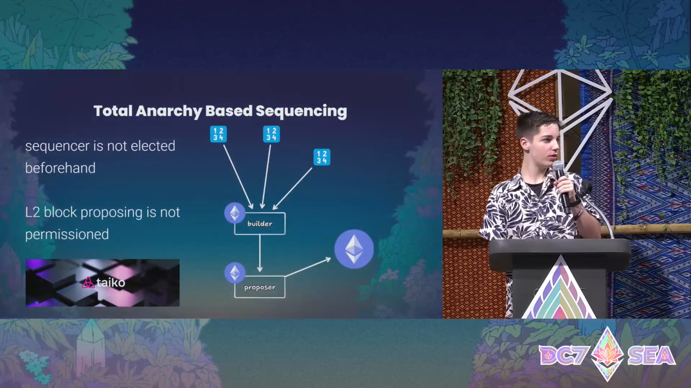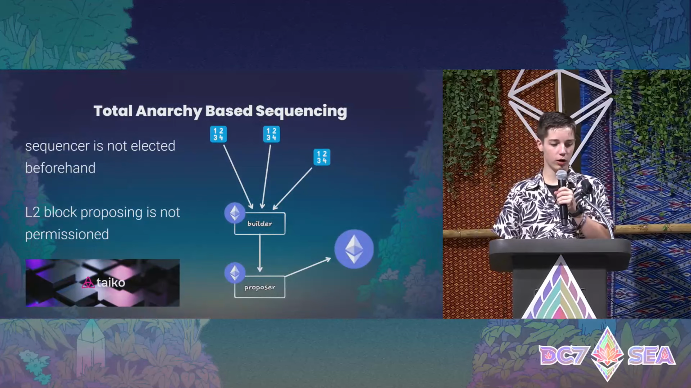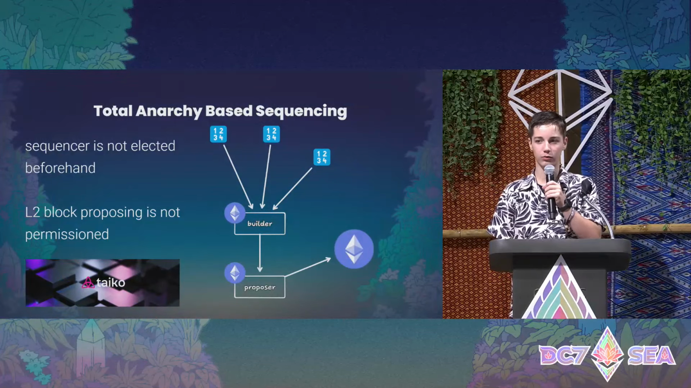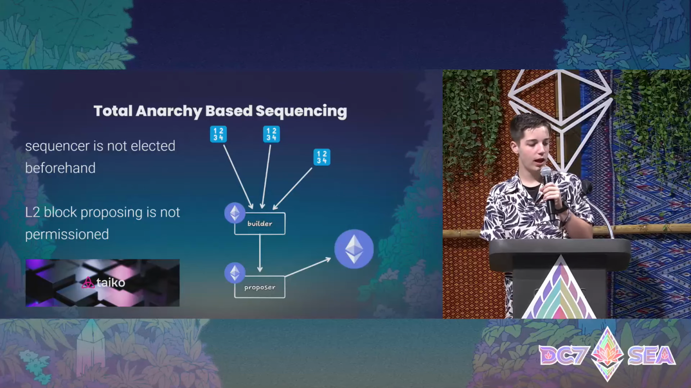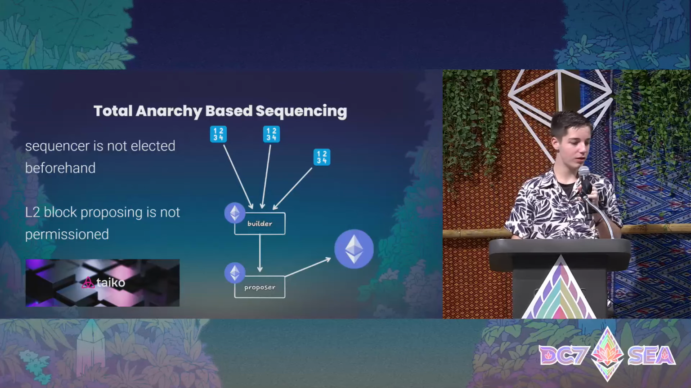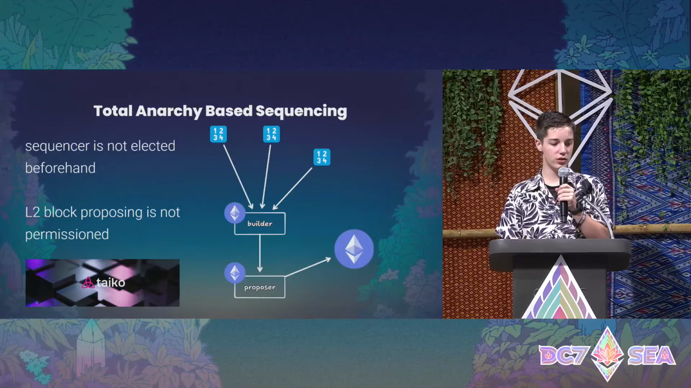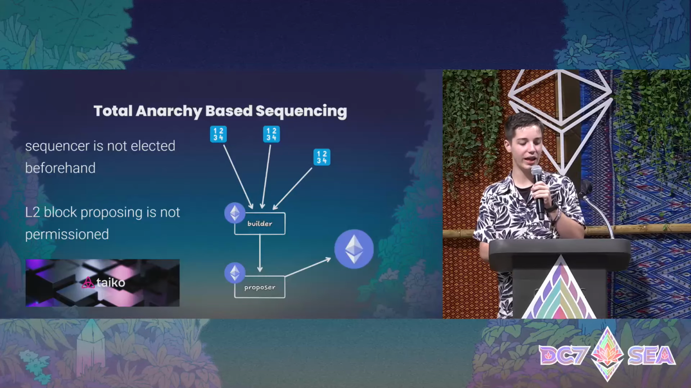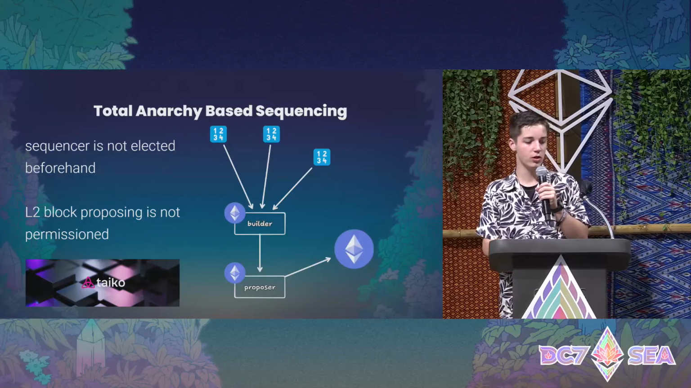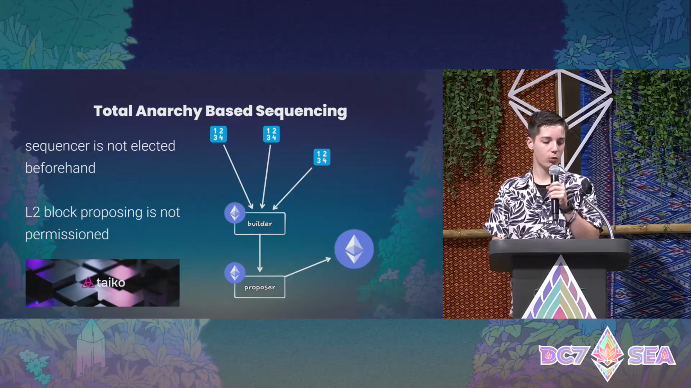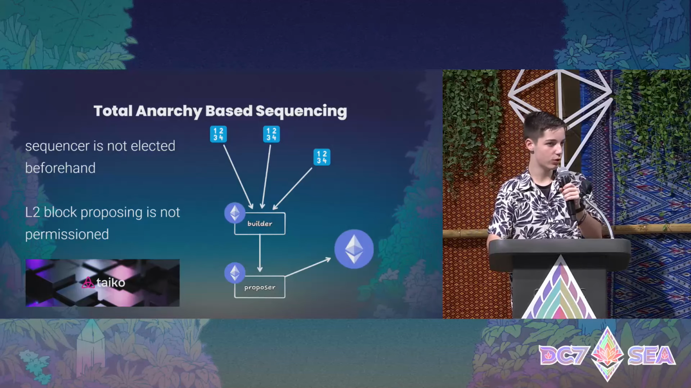So one of the very first designs that is used by Taiko today on mainnet is total anarchy based sequencing. This is like kind of letter of the law, exactly what Justin Drake proposed last year, right? And it's very simple, very basic, right? It's called total anarchy because it uses an election system that is permissionless and allows anyone, that's the anarchy bit, to propose a block. So one key point here is that the sequencer is not elected beforehand. You don't know who the sequencer will be beforehand.